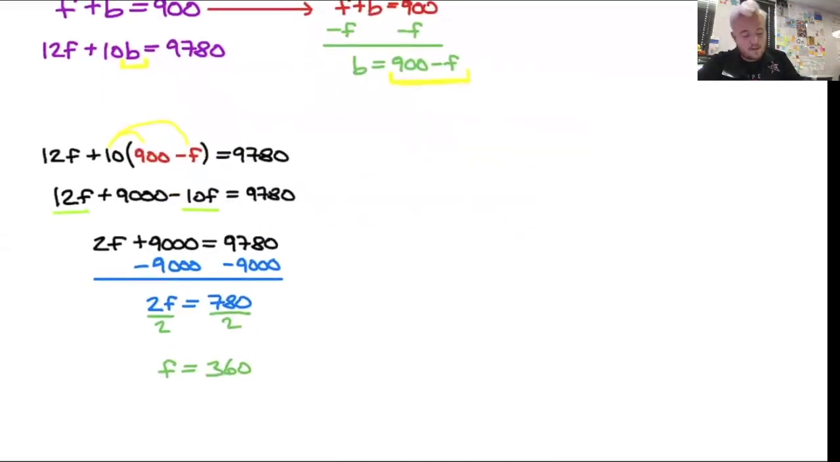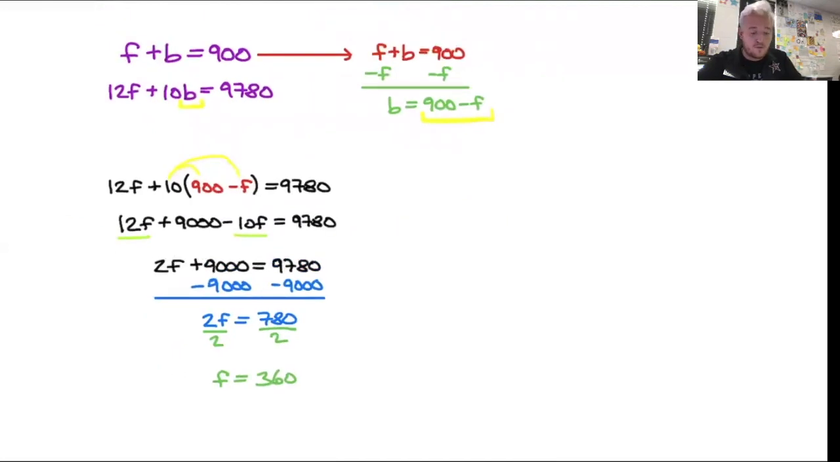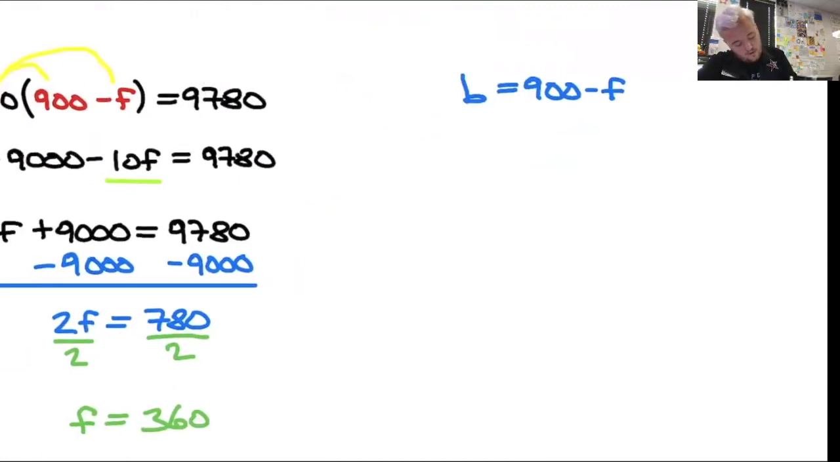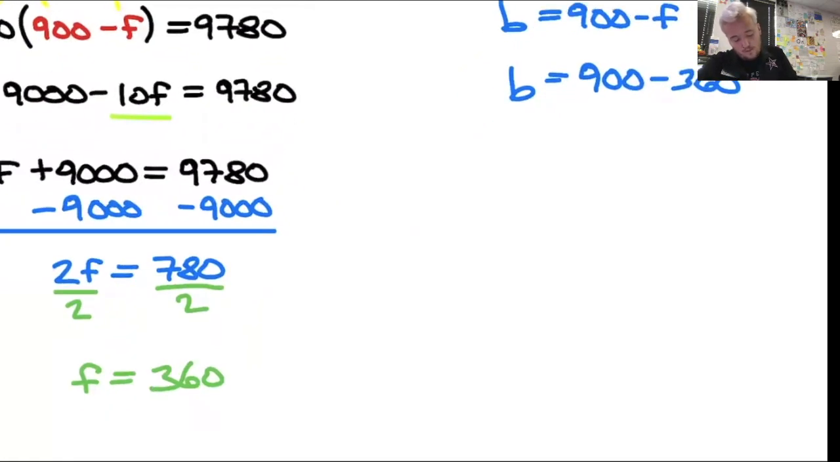It doesn't matter which equation you plug in to solve for B. Just to give you a rundown of the different options, you can plug it into this top equation over here, the bottom equation, or this modified equation here. Because it's already solved for B, I'm just going to use that equation. So B equals 900 minus F, so B equals 900 minus 360, which means my B value is going to be 540.